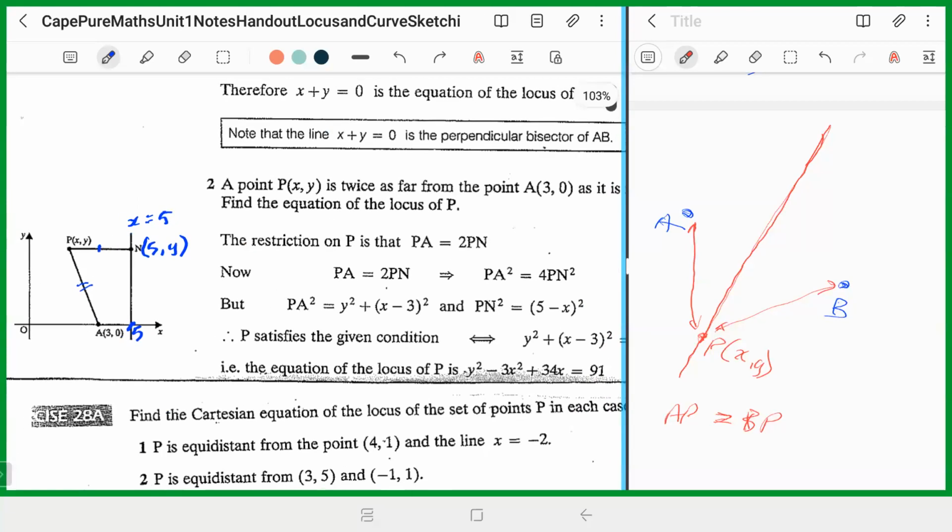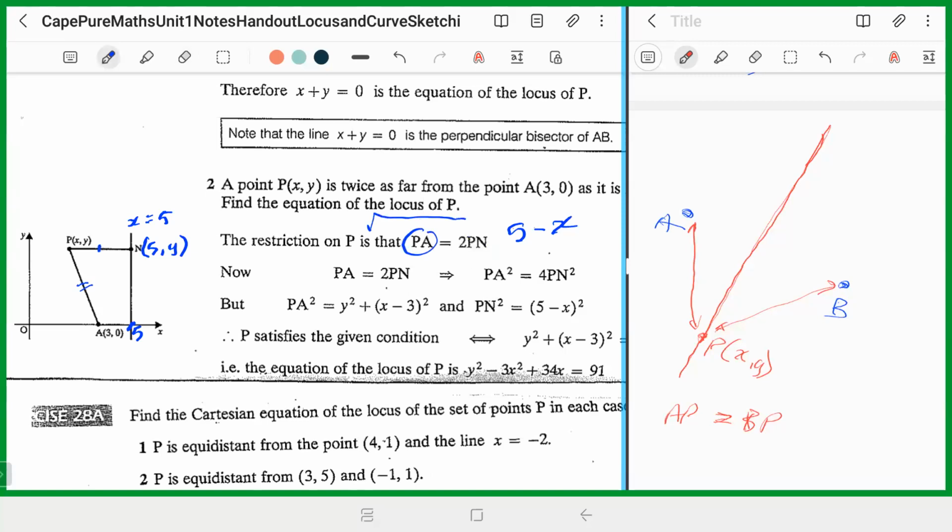Look at it. What they have said is the restriction of P is such that PA is 2 times PN. The distance from A is twice the distance from N. What is the distance PN? PN is going to be 5 minus x. Remember, the x coordinate here is x and the x coordinate here is 5. So this length becomes 5 minus x. That's what I have right here, 5 minus x. And now what is this length? PA.